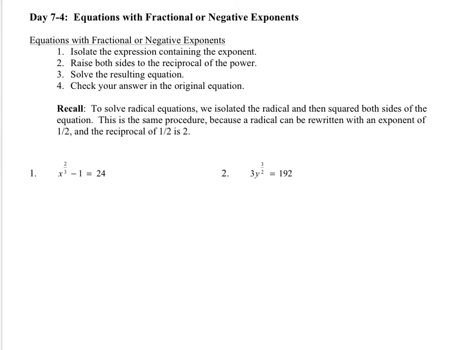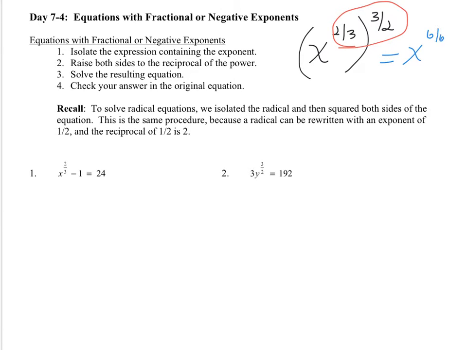Now, why do we raise it to the reciprocal power? Let's take a look at something up here that I can show you. If I had x raised to the 2/3 power, and I raise it to the reciprocal of that power, so the 3/2 power, it's called power to a power. So I'm actually multiplying the exponents, so I would end up with x to the 6/6 power, and 6 over 6 is x to the first power, which is plain old what? X, you're right. So by raising it to the reciprocal power, the exponent becomes a 1, which means you have the base.